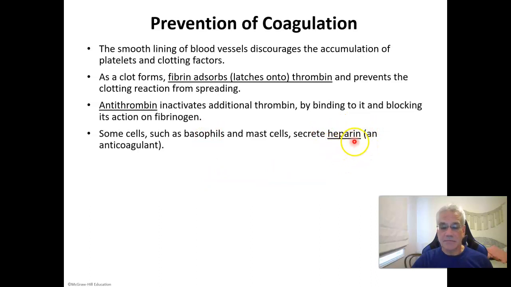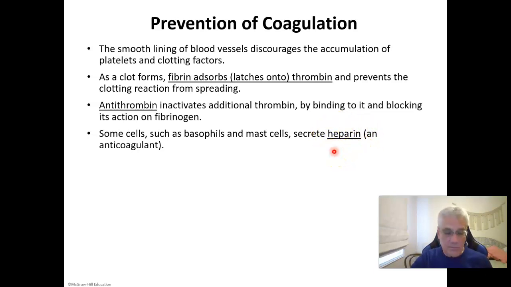Heparin is a molecule that is natural. Basophils and mast cells produce heparin, and that's an anticoagulant. That's one of the reasons why tissues swell up when, say, you have an allergy to something, you come in contact with that allergen, those tissues will swell up, and there's increased blood flow to the area. It will become red, it will become warm because there's more blood flowing to it, but there's less likelihood of clotting because of this substance called heparin.